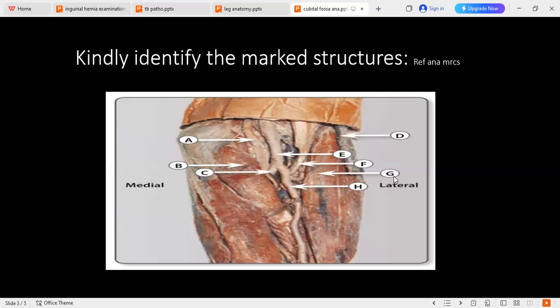Please tell me, what are the muscles which cause flexion of the elbow? Flexion of the elbow is done by the biceps brachii, brachialis, and brachioradialis. And what are the extensors of the elbow? Triceps and anconeus. Okay.